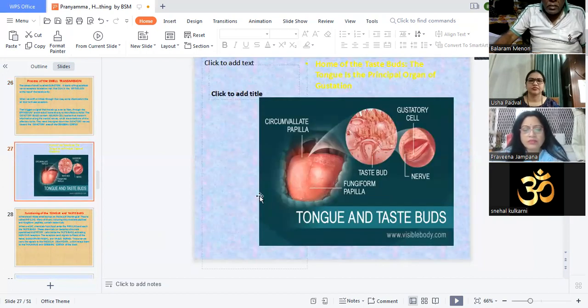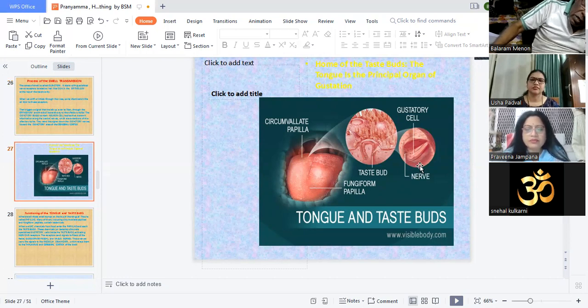Tongue and taste buds. This is the tongue which is there, the human tongue. The inner part of the tongue is known as papilla. The taste buds are situated on the tongue. And this is a cell which is there. It is the taste buds which create the taste of the particular food which you take, either sweet or sour.